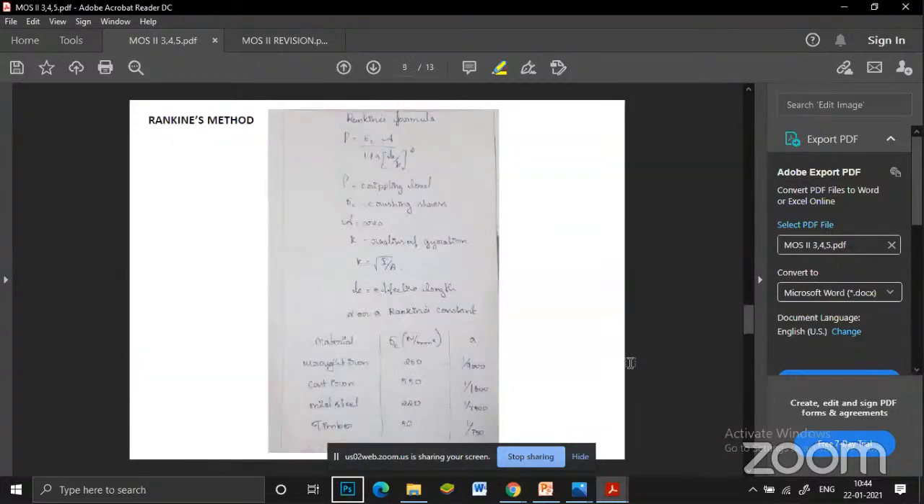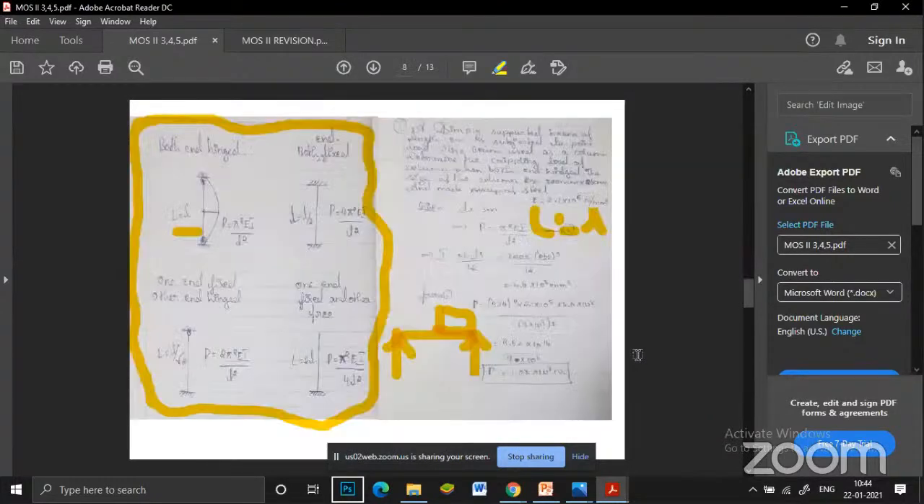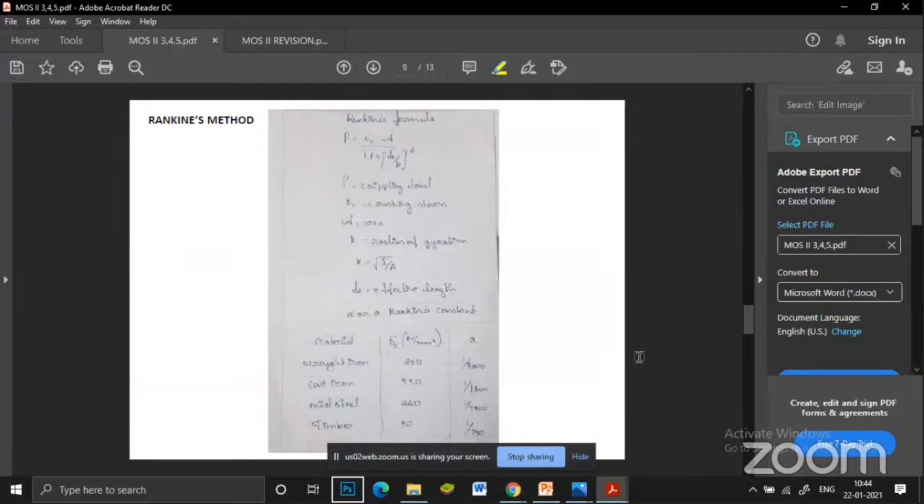Then Rankine's method. I told you that for a long column there are some conditions in case of failure. So to avoid that failure, we have to find the load, the perfect load. What load should be applied, we have to find. In case of a short column, crushing happens. So Rankine's formula is preferred for short columns and the long column prefers Euler's method.